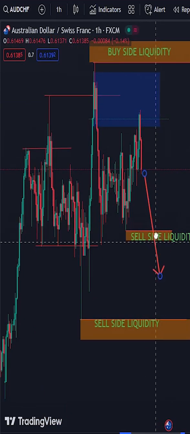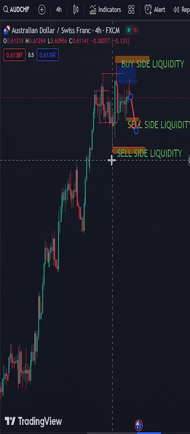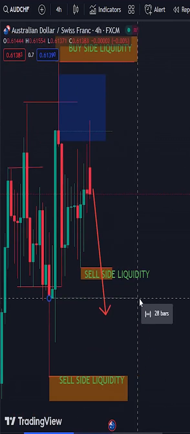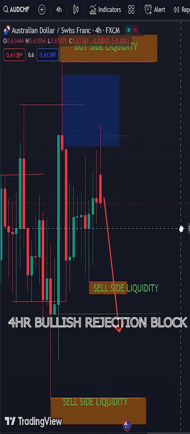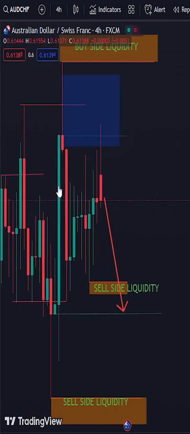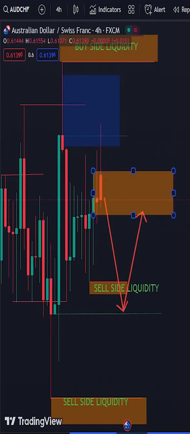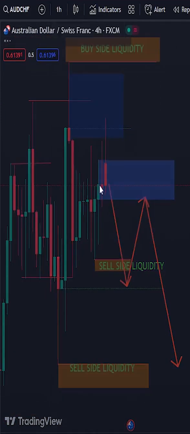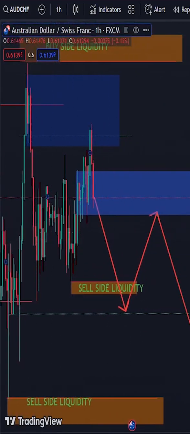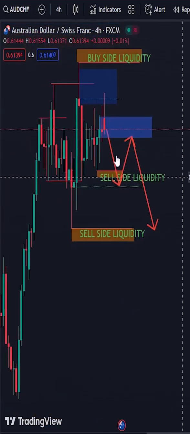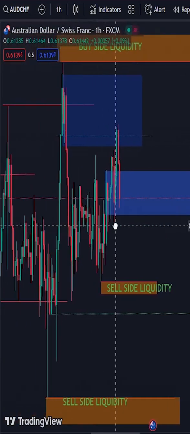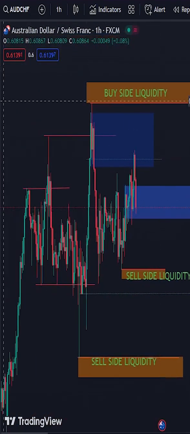So now what we have to look into is what's below that internal sell side liquidity, which is that 4-hour bullish rejection block. If it reaches for that internal sell side liquidity, it's going to hit the 4-hour bullish order block and then retrace back to an order block, and then it might reach for that outside pool of sell side liquidity. So this is our analysis using ICT or smart money concept.